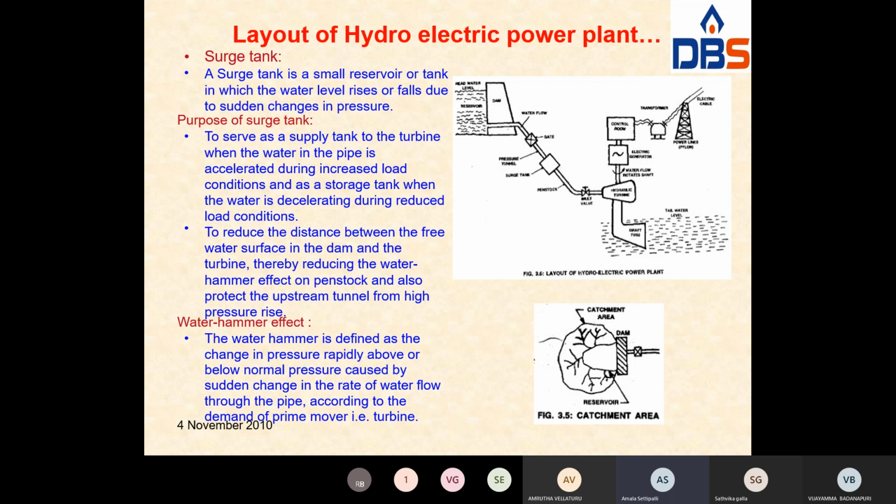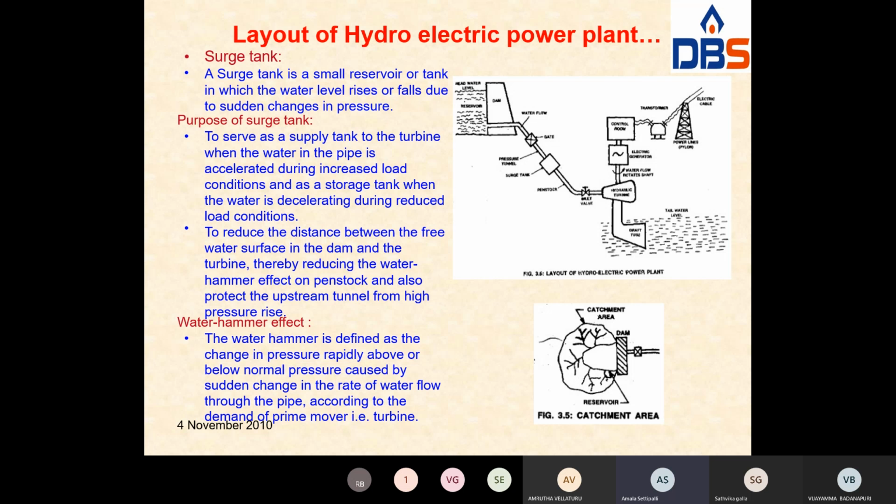Okay, so the water hammer effect is defined as a change in the pressure above or below normal. The water always maintains some particular normal pressure. So the water hammer effect means that the pressure either increases above the normal pressure level or falls below it, causing sudden changes in the water flow. That is nothing but the water hammer effect.